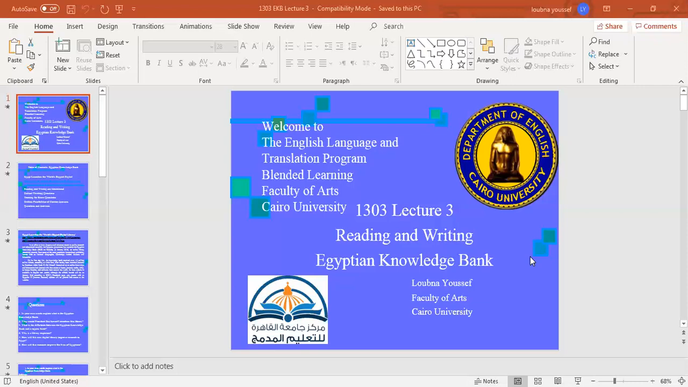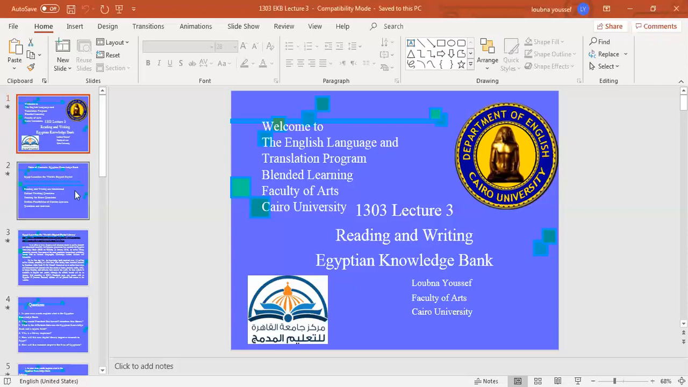Now, is it a bank where we deposit money? No. This is a bank where there is knowledge. Now, what nationality is this bank? This is a bank in Egypt. So it's an Egyptian Knowledge Bank. And it is very famous today as the EKB. E for Egypt, K for knowledge, B for bank.